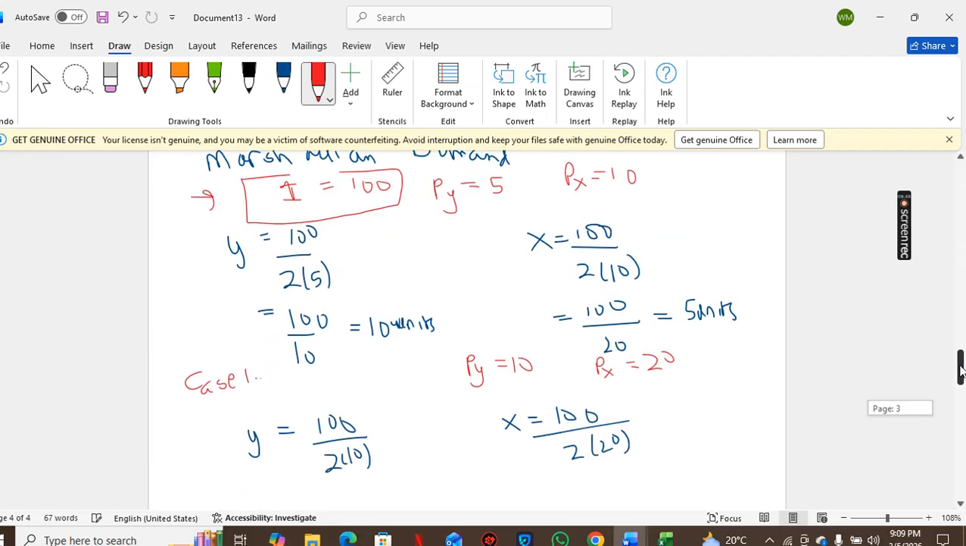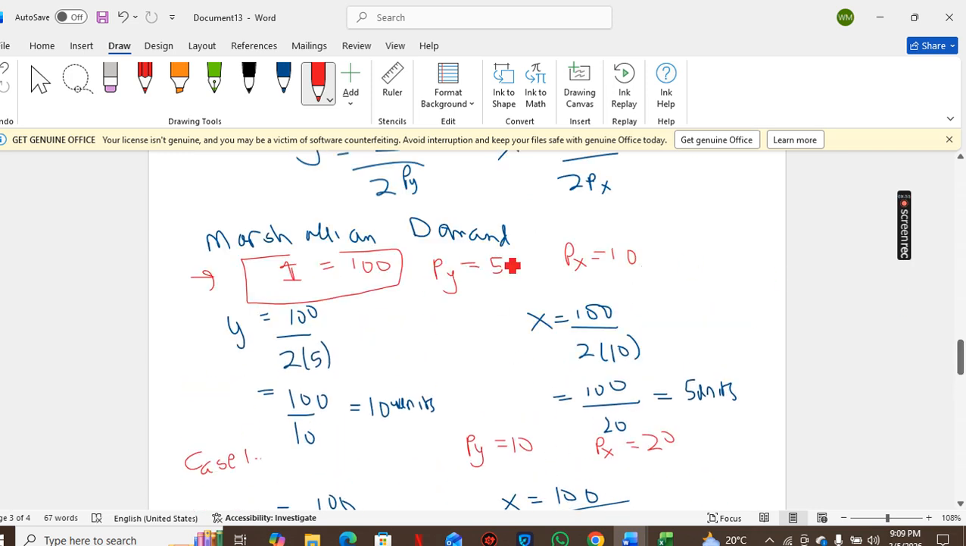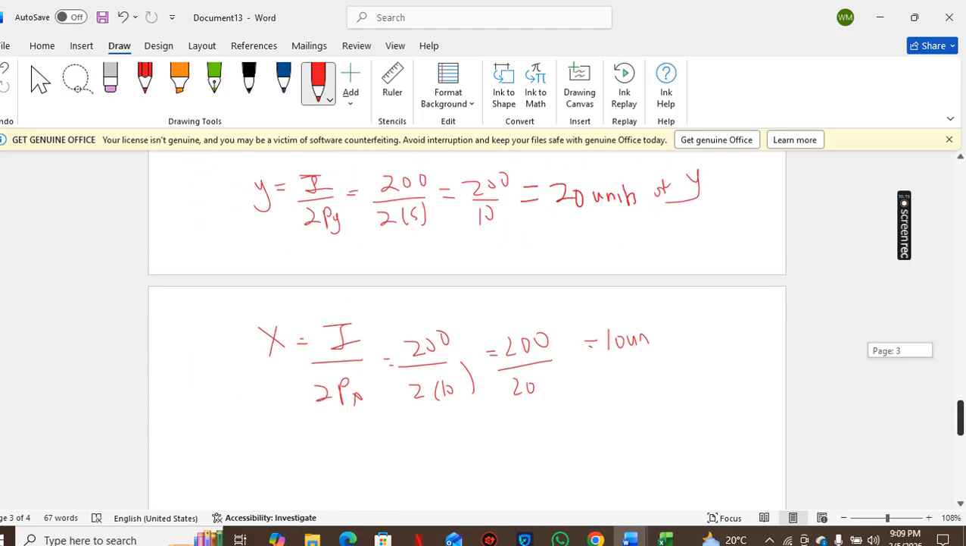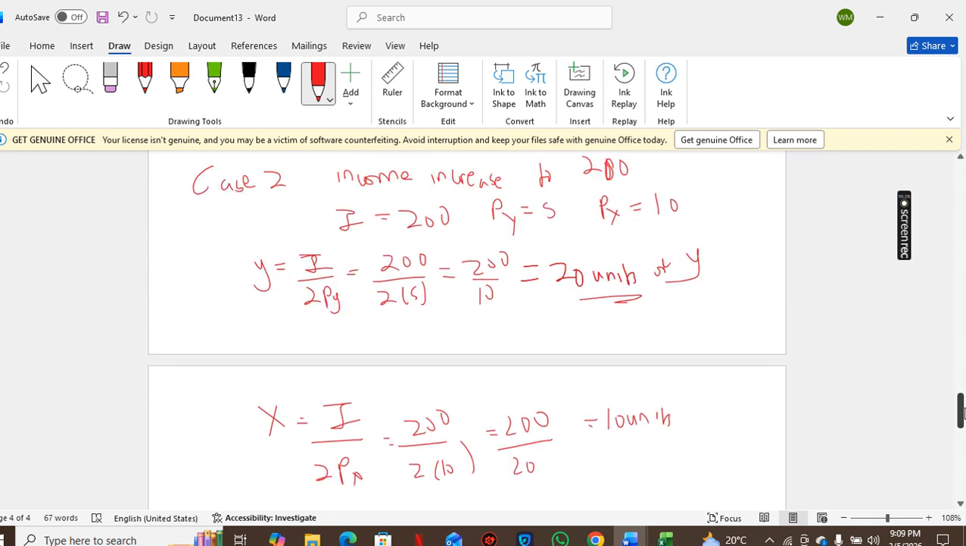Okay. So initially when we started, when our income was 100 kwacha, the price of good Y was 5 kwacha, price of good X was 10 kwacha. Y we could only get 10 units. X we could only get 5 units. Now when the income increases to 200 kwacha, Y we're now able to get 20 units, and X we're able to get 10 units. So the demand function increases with income. Okay. So all of this is just following the law of demand.